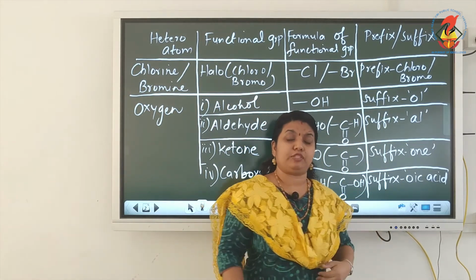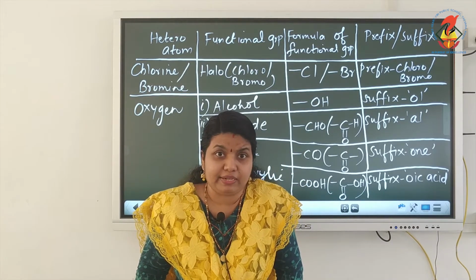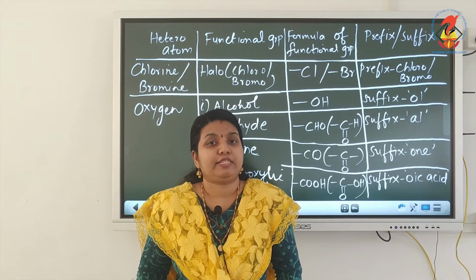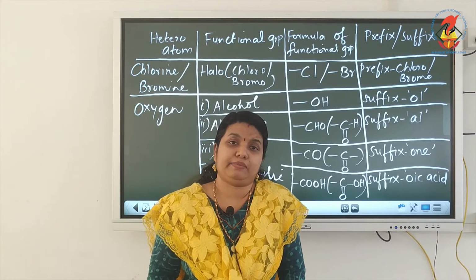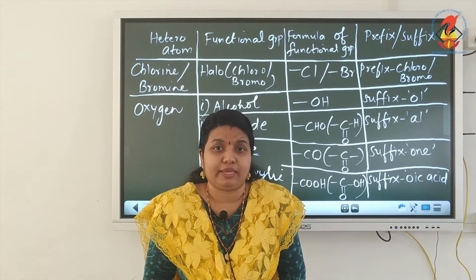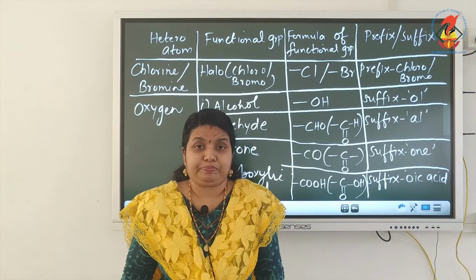Okay, so what are the steps to be followed while writing the name of a carbon compound? Yesterday we discussed it. First thing is you count the number of carbon atoms in the hydrocarbon chain and identify the word root like meth, eth, prop in that order. You have to find the word root.